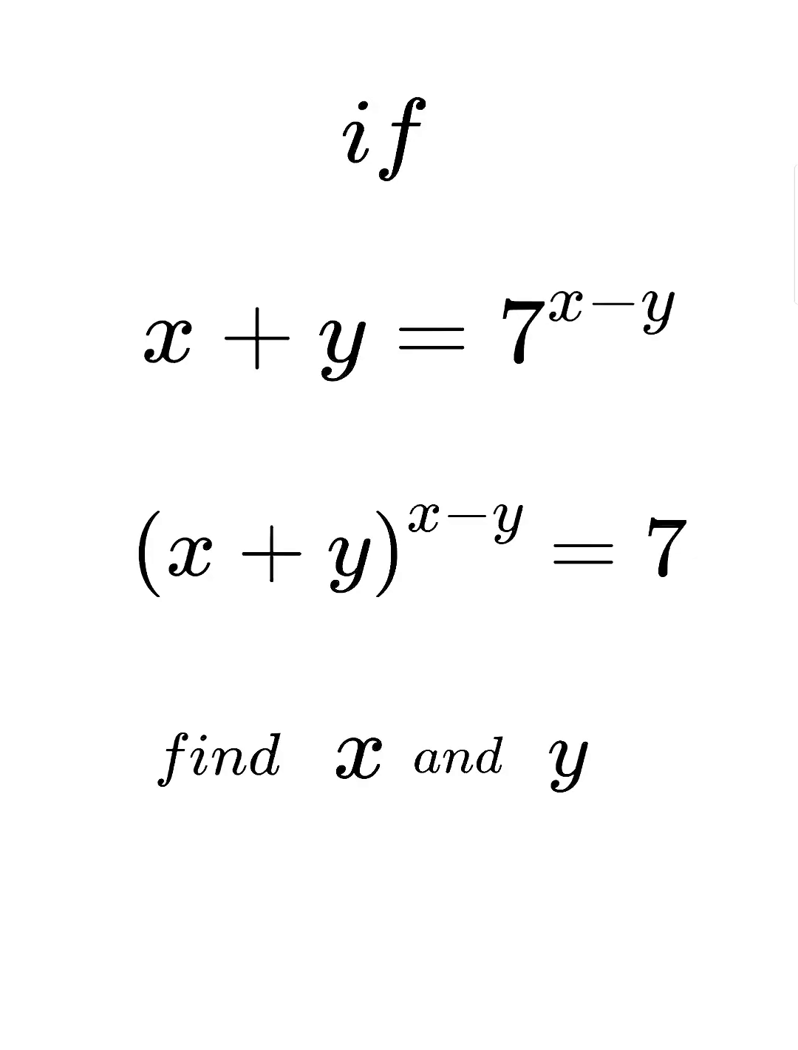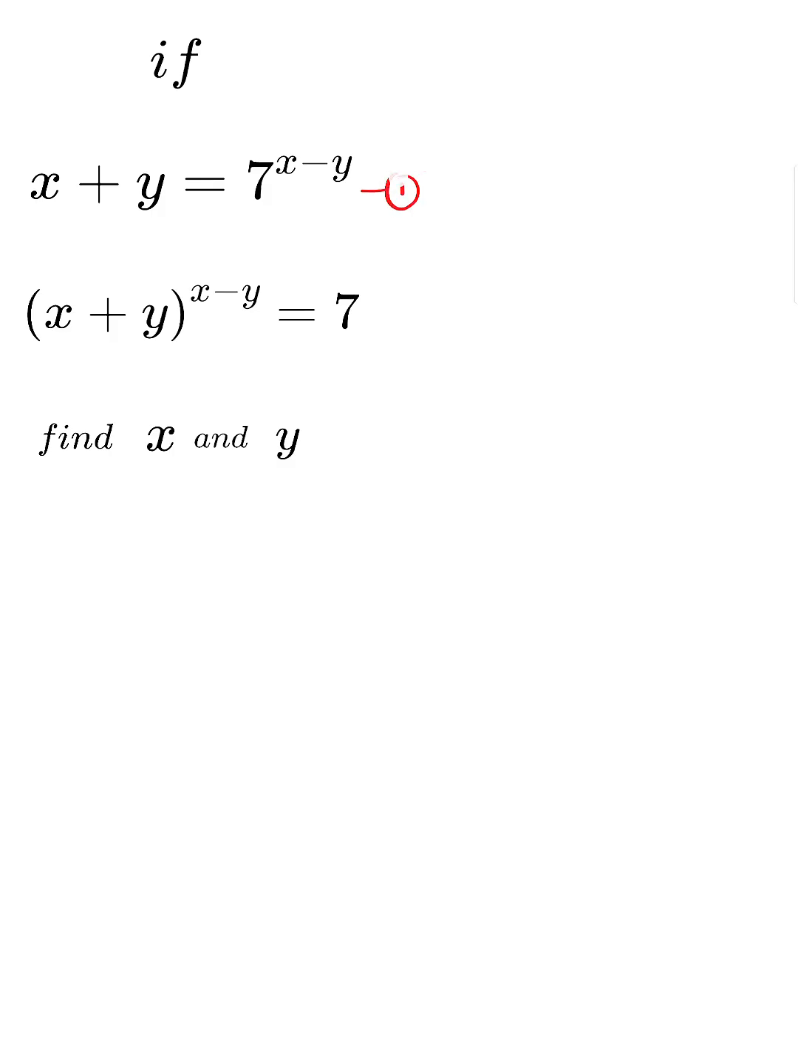Welcome to class. Now let us look at this question, and it reads: if x plus y equals 7 raised to x minus y, and (x plus y) all in bracket raised to x minus y equals 7, find x and y. So how do we deal with this question? All right, let's get started.